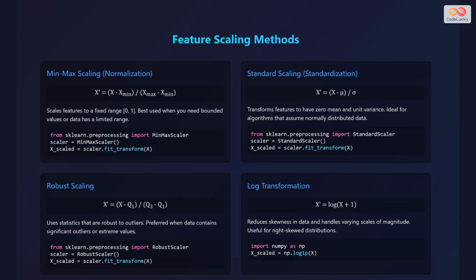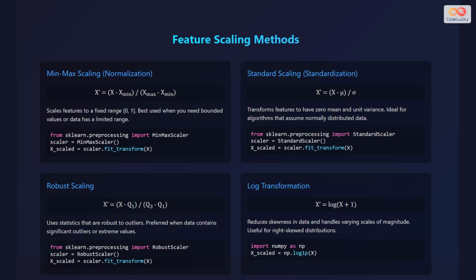Next, robust scaling. It uses statistics that are robust to outliers. Preferred when data contains significant outliers or extreme values. from preprocessing import RobustScaler. scaler = RobustScaler(). X_scaled = scaler.fit_transform(X).